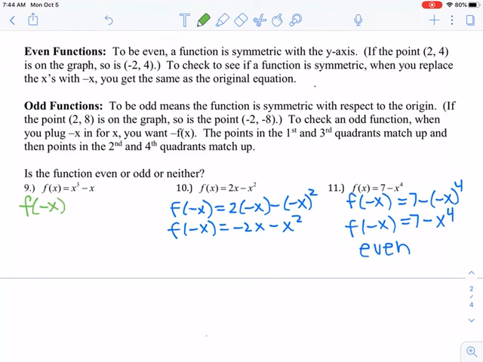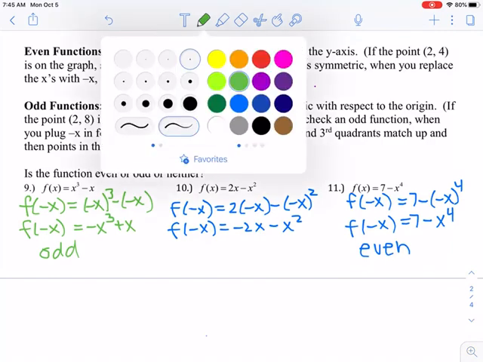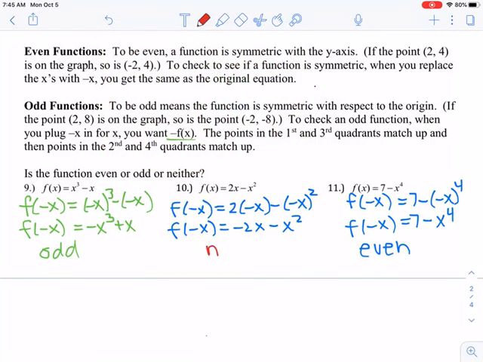So when I plug a negative x in, I'm going to have a negative x cubed minus negative x. And so notice I get the opposite signs. I get negative f of x. So it checks out, it's odd. Now number 10 was not even. Let's check to see if it's odd. It's not odd either because I should have negative 2x plus x squared. So this would be neither.